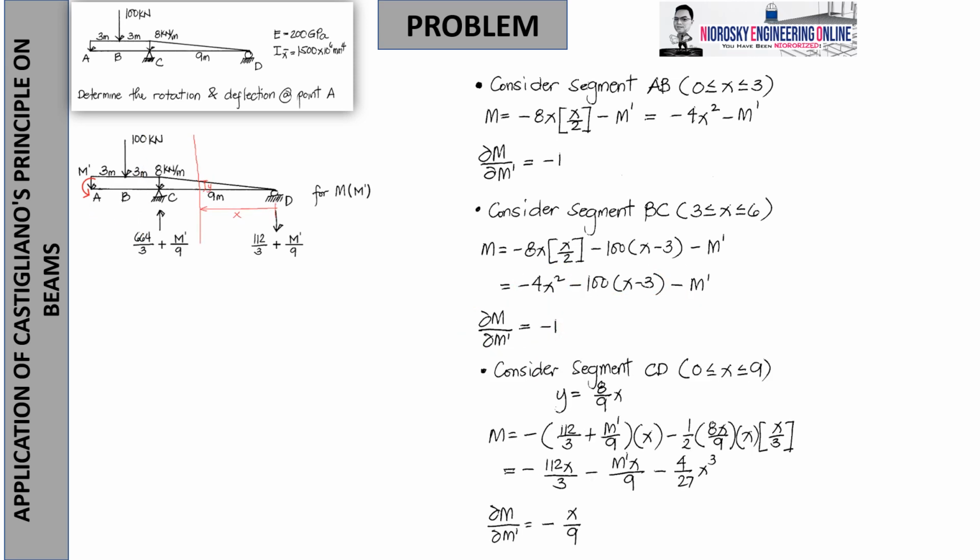And then doing the same on segment CD, so you found out that m prime x over 9 with a negative sign will be the only term to investigate for partial differentiation, which means negative 112x over 3 and then the negative 4 over 27x cubed is a constant here since m prime is the main independent variable. Okay, so therefore we got negative x over 9.